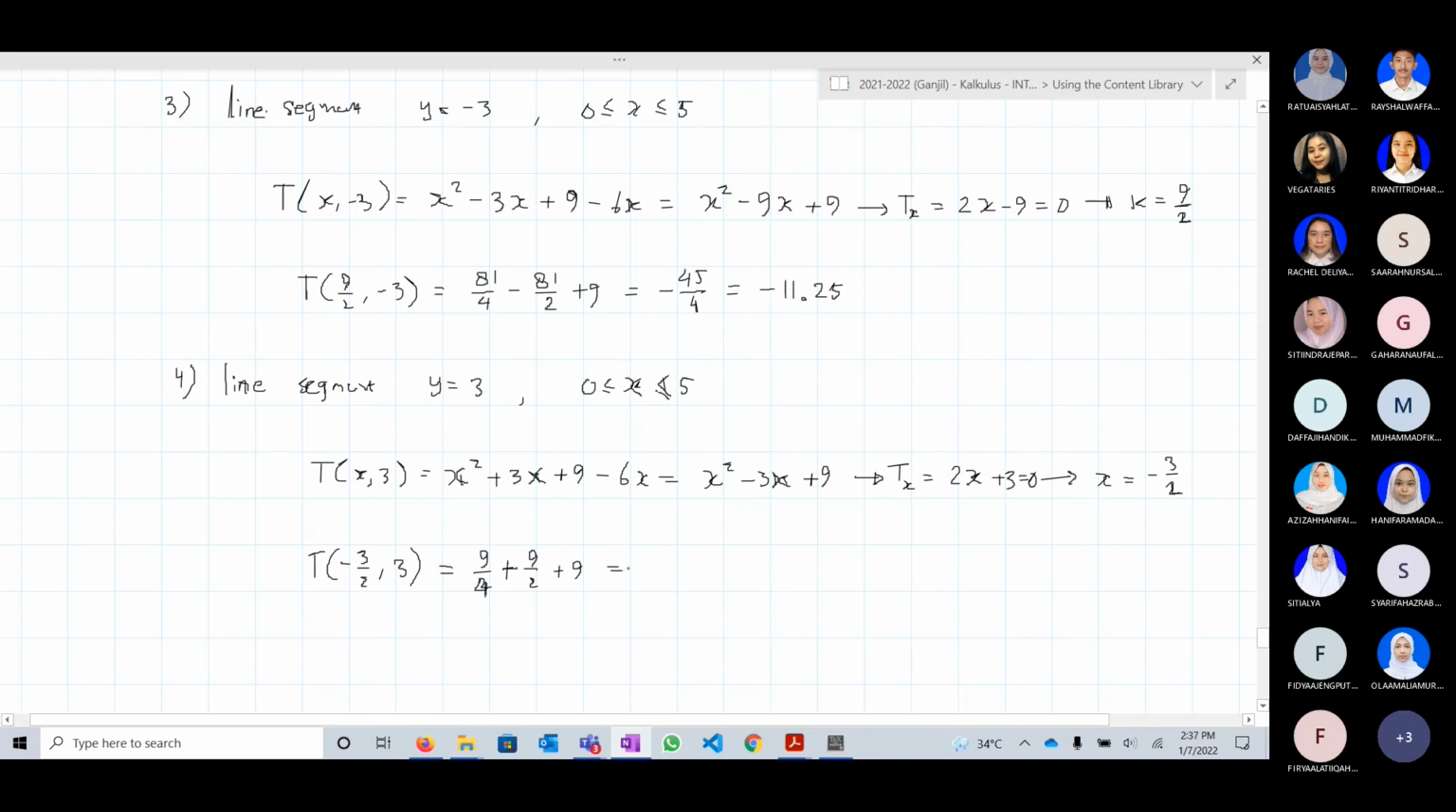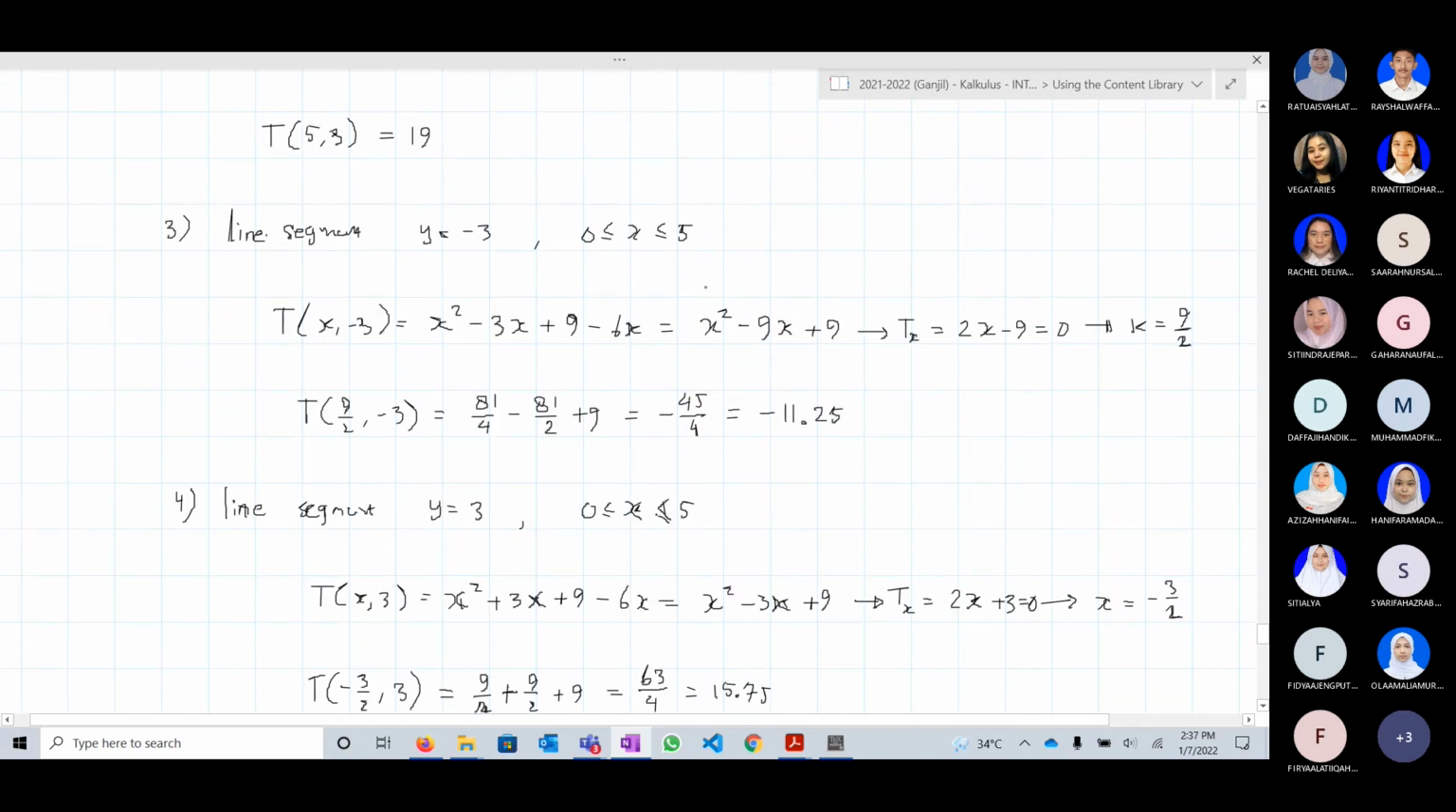times 36. 27 plus 36, something over 4. 36 plus 27 is 63. This is about 15, this is actually 15.75.